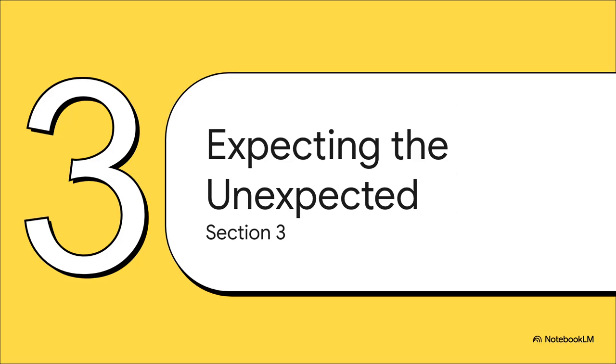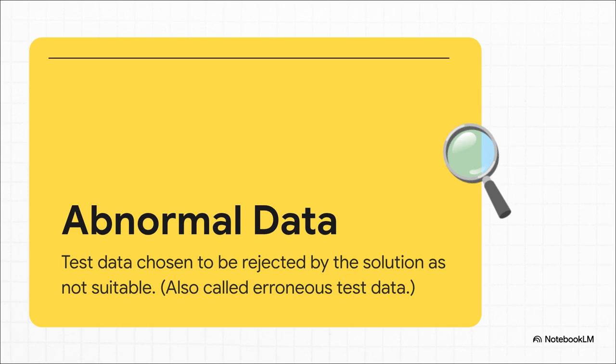But let's be honest. When are users ever that predictable? They make typos, they misread the instructions, they just get creative. And that's where our testing has to get a little more, shall we say, mischievous. This brings us to abnormal data. This is a huge shift in mindset. Your goal isn't to prove it works anymore. Now your goal is to prove it doesn't break. You are literally, intentionally trying to trip up your own program with data it's supposed to reject, just to make sure it handles it with grace.